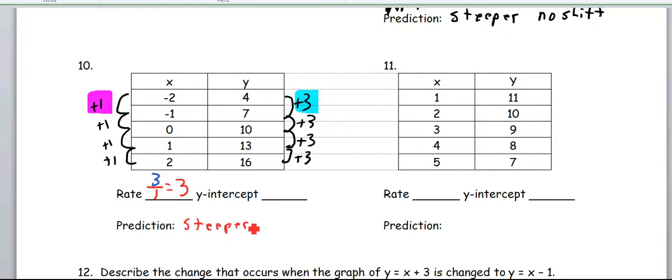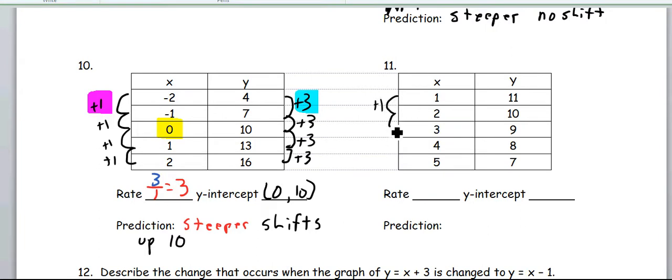Now I'm going to find my y-intercept. It's where my x is 0, and then I have this 10. Well, what that tells me is that it shifts up 10. I know it's up because the 10 is positive. So it shifts up 10.